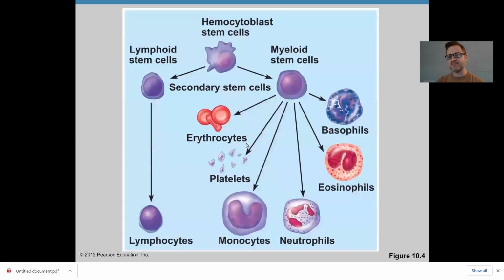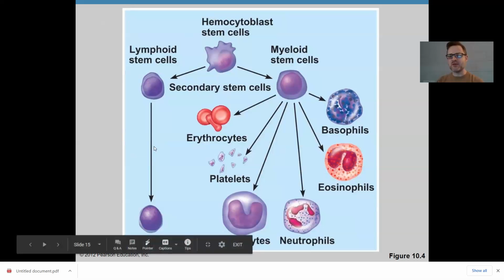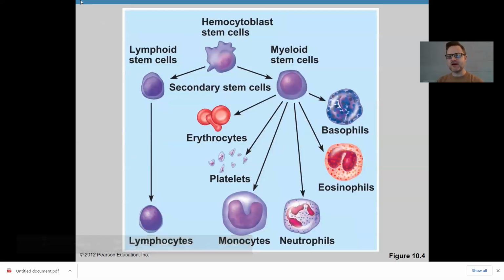More about that later. This just shows where they come from. We'll talk about this more in class. Right now, don't worry about this slide.